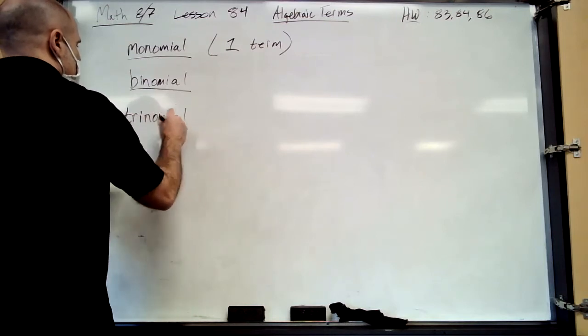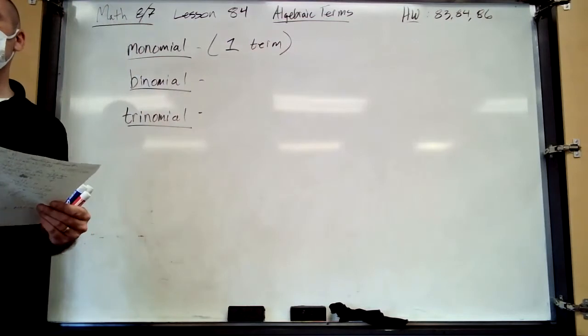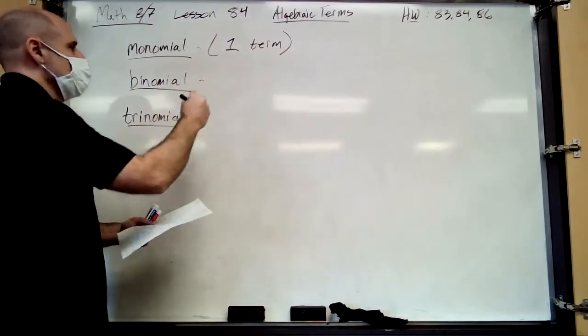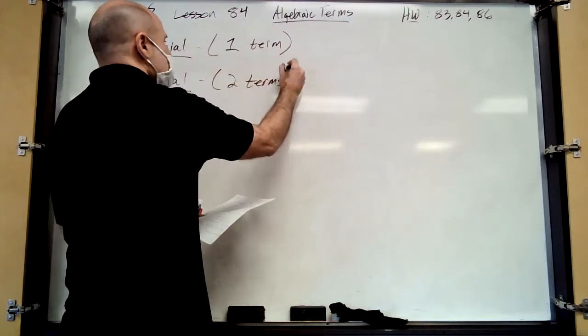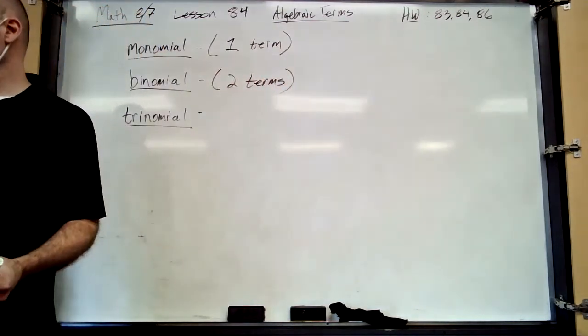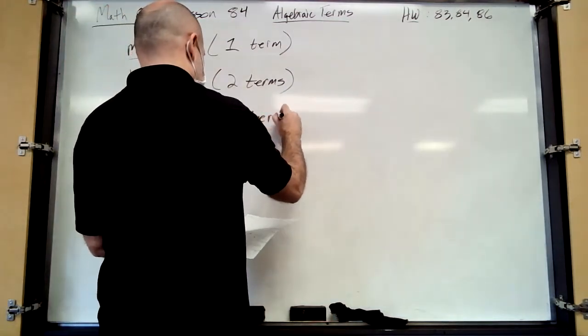Ooh, I know what a trinomial is, I think. And I know what binomial is too. Hunter, what's a binomial? 2 terms. 2 terms. Bicycle. 2 terms. What is trinomial? Addie? 3 terms. 3. Tricycle. 3 terms. Okay.